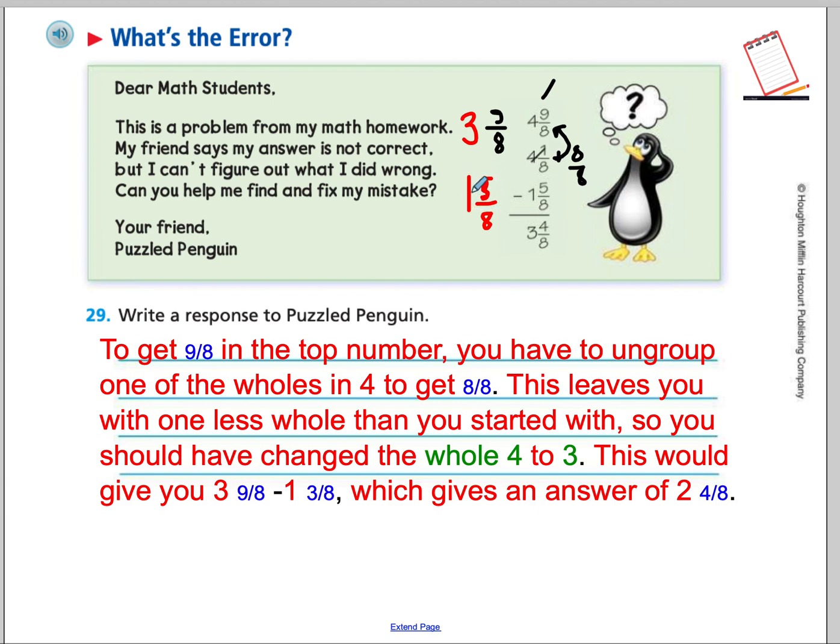I apologize there. So minus 1 and 5/8. And when I get that, I get 2 and 4/8 is my answer. And that right there should be a 5. I'm so sorry about that. So that was his error.